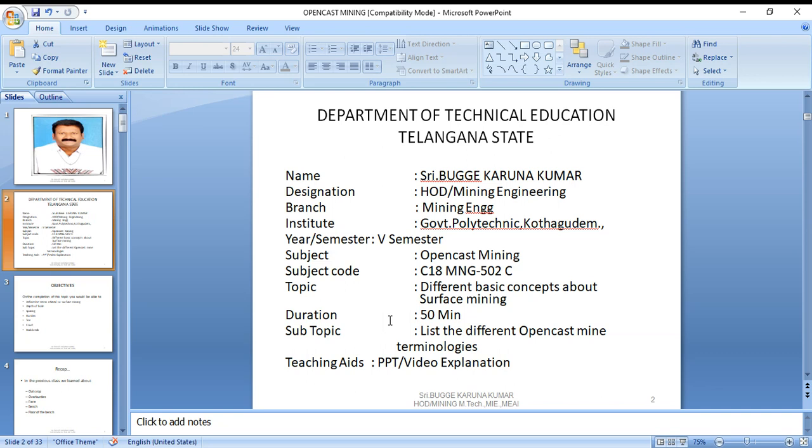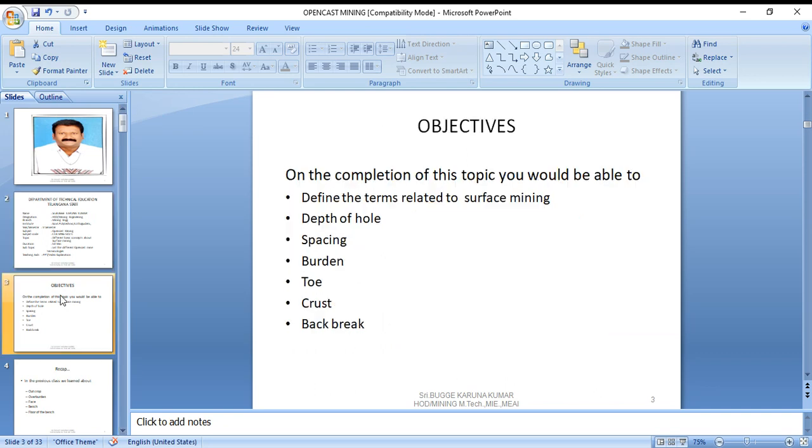The different open cast mining terminologies are covered as subtopics through PPTs and voice-over video explanation. Around 33 slides are coming up in this guest lecture. One by one we will discuss the different basic terminologies. The basic objective of this lecture is to define the terms related to surface mining.